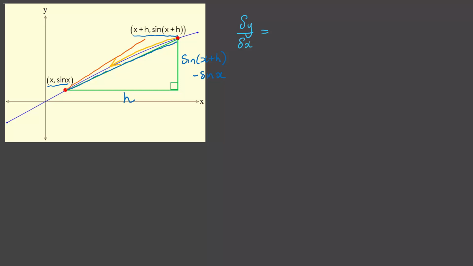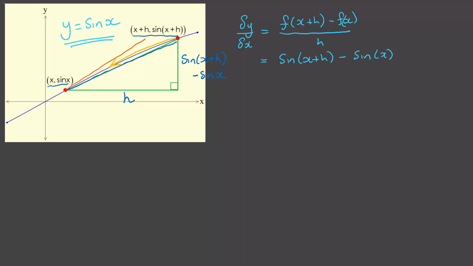So delta y over delta x, always with these first principles things, is f of x plus h, take away f of x, divided by h. In this case, our function is sine. So what we're looking at is the differential of y equals sine x. So we've got sine of x plus h, take away sine of x, divided by h.